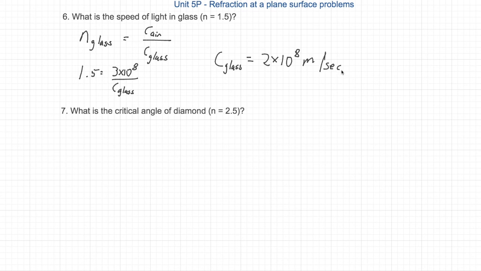Okay, we'll finish up with an easy question. What is the critical angle of diamond? n equals 2.5. So the formula is the sine of the critical angle equals the lower index divided by the higher index. So since diamond is surrounded by air, we have n prime equals 1 on the top, 2.5 on the bottom, which is what n equals. And drum roll, we have the angle equals 23.6 degrees.